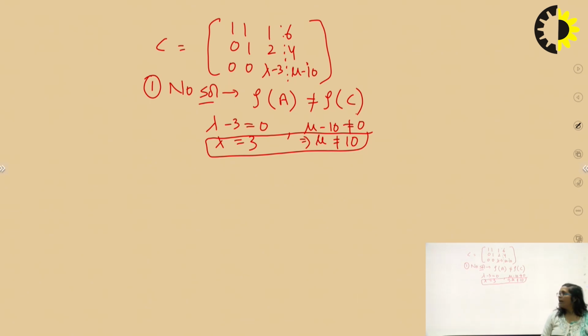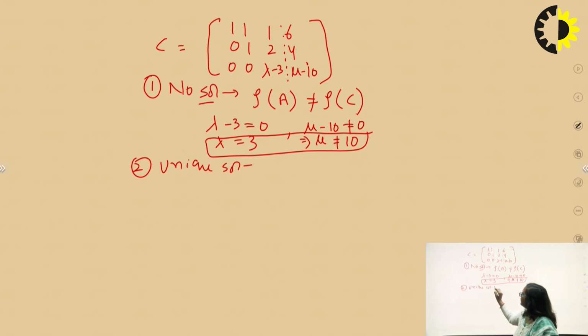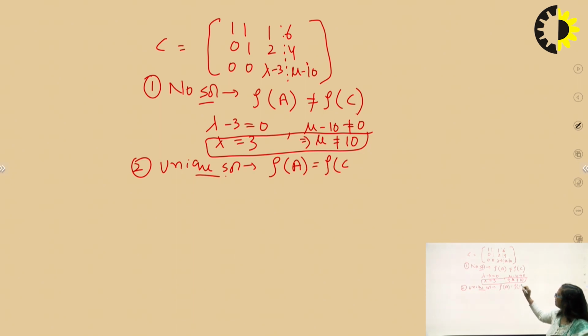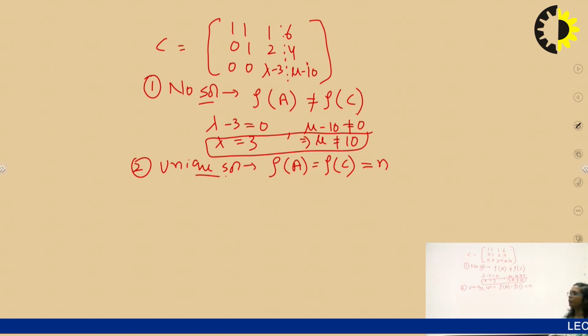Coming to the second condition, we are taking the condition for a unique solution. What is the condition for a unique solution? The rank of the coefficient matrix must be the same as the rank of the augmented matrix. This is the condition for a solution to exist. And this must equal the number of unknowns. We have 3 unknowns, x, y, and z. So both ranks must be equal to 3.